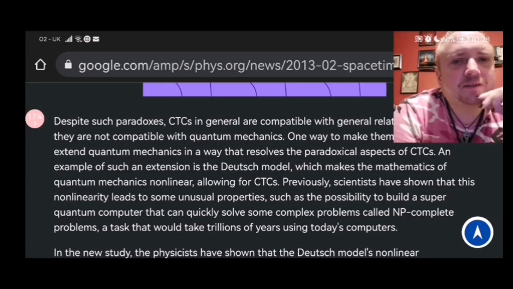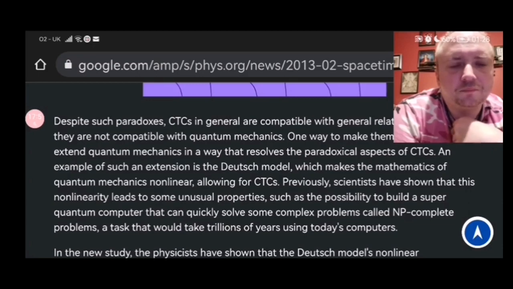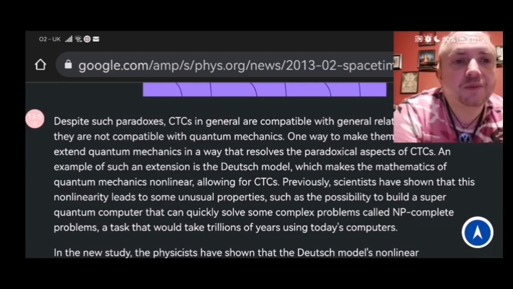Such as the Deutsch model, which makes the mathematics of quantum mechanics non-linear, allowing for CTCs. Previously, scientists have shown that this non-linearity leads to some unusual properties, such as the possibility to build a super quantum computer that can quickly solve some complex problems called NP-complete problems. A task that would take trillions of years using today's computers.